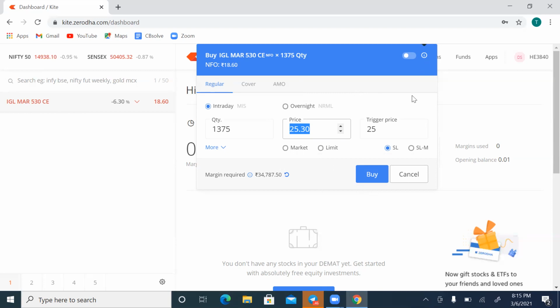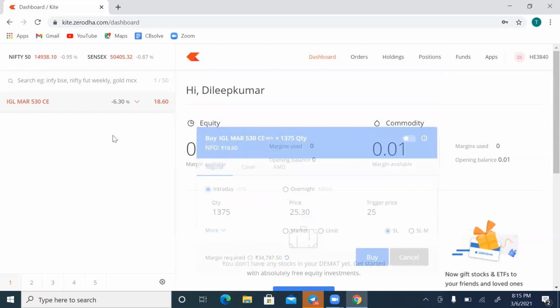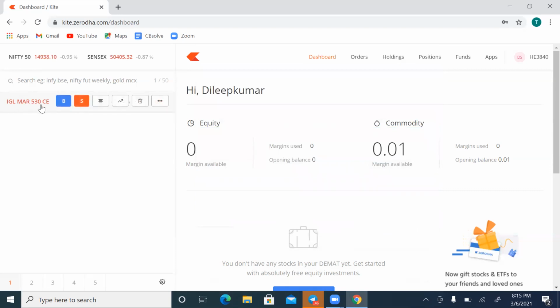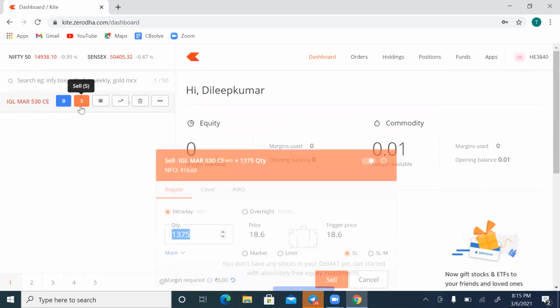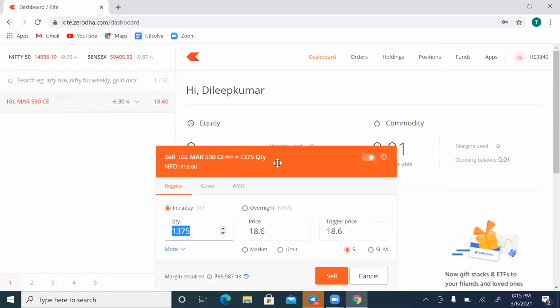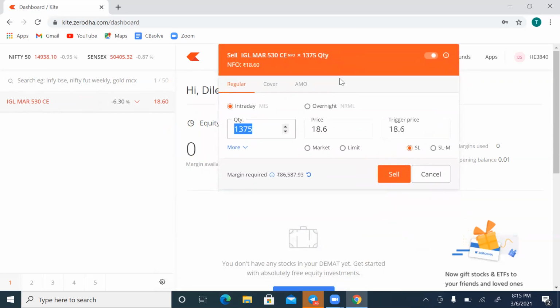Now I'll tell you the same example for sell. Okay, now I have IGL March 530 CE. I wanted to sell. For example, you have received information in our channel saying sell this particular stock when it is below 17, but it is trading at 18.60. Okay, completely opposite to buy option. Whatever we have discussed so far is for buy option. Now, completely opposite to that, we are going to explain about sell.